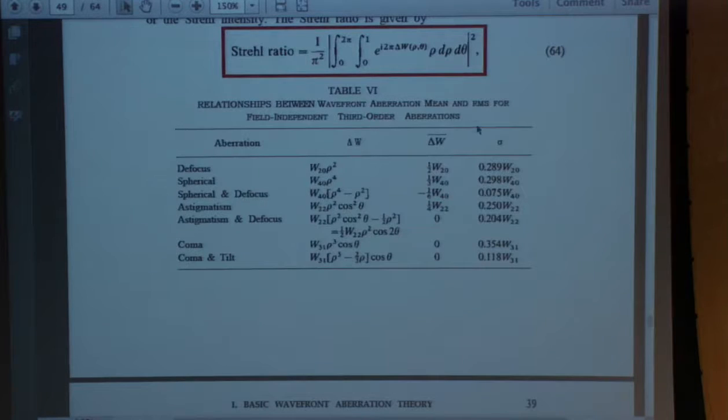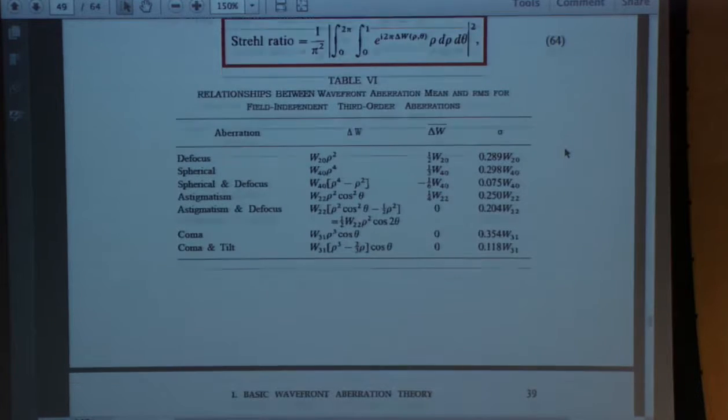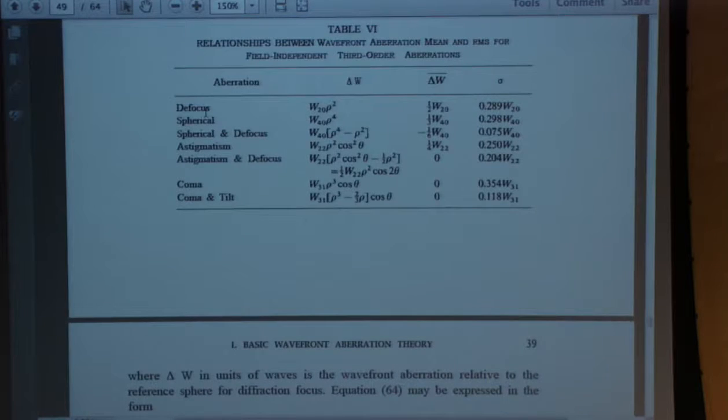And I see I forgot to show this table when I was talking about RMS, so let me go back for a second and just look at that. I made a little table here for defocus and spherical and so on, calculating the RMS wavefront aberration. For defocus, the aberration would go as W20 rho squared, and the RMS then turns out to be 0.289 times this coefficient W20. If I have spherical, W40 rho to the fourth, this will turn out to be about the same. It's 0.298 times W40.